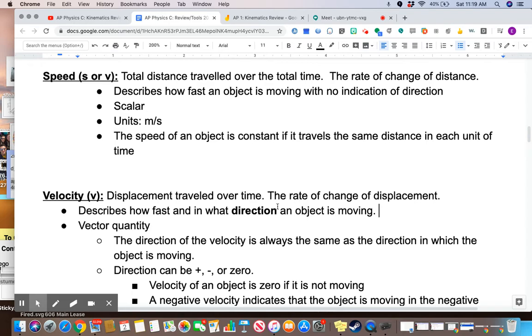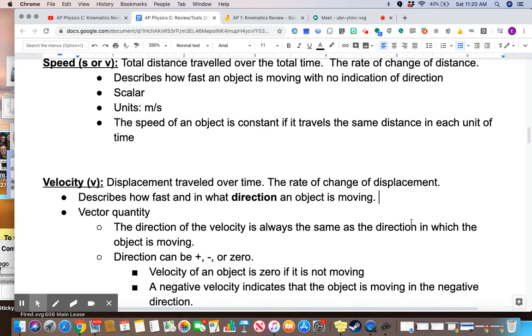Velocity, again, is a vector. We can determine the direction of the velocity because it is always in the same direction that the object moves. So if the object's displacement is positive, its velocity is positive. If the displacement is negative, the velocity is also negative. Okay, so if displacement's negative, velocity is negative, and vice versa.